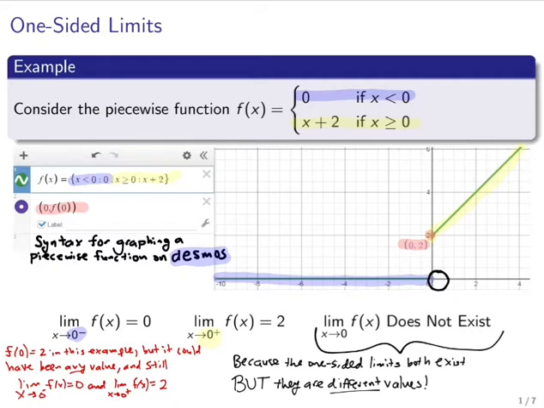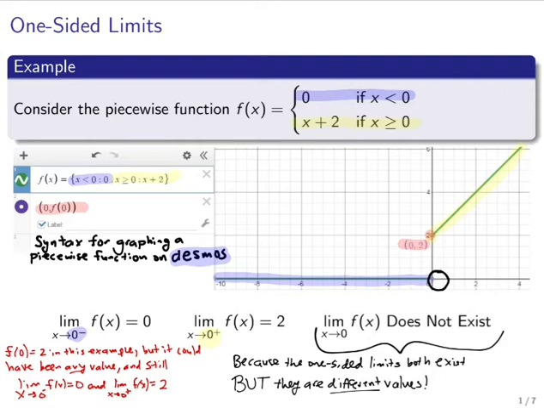And I've made another note in the bottom left corner there to say that in this particular example, f of 0, the actual output of the function at x equals 0, was 2, but that really could have been any number, and that wouldn't have changed the two one-sided limits or the double-sided limit. It wouldn't change any of the results that I have written on this slide either.